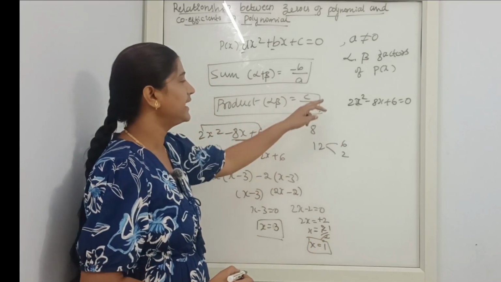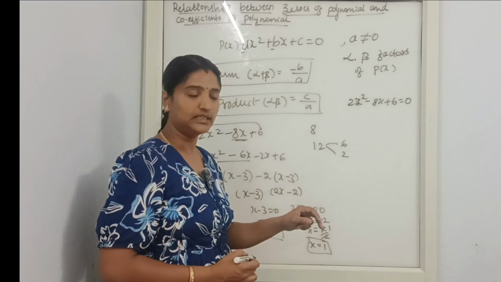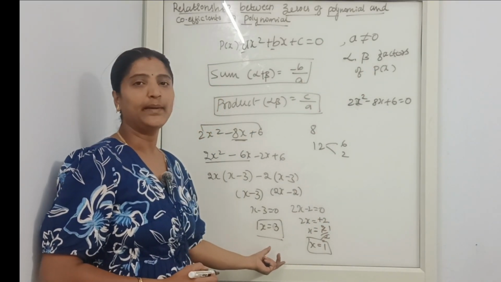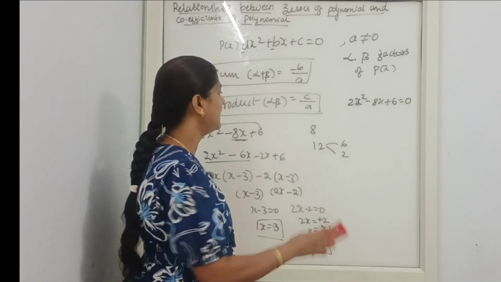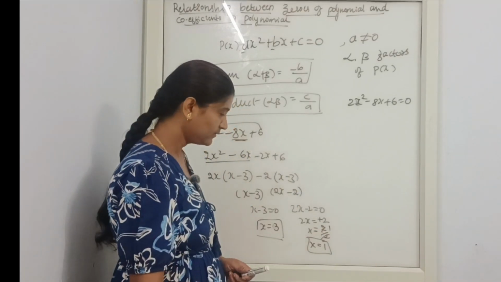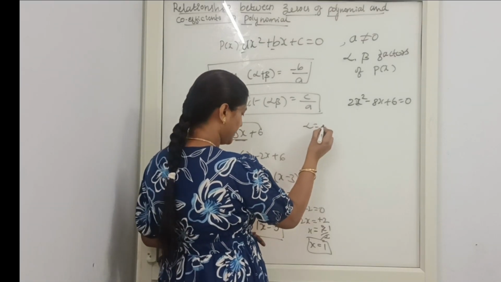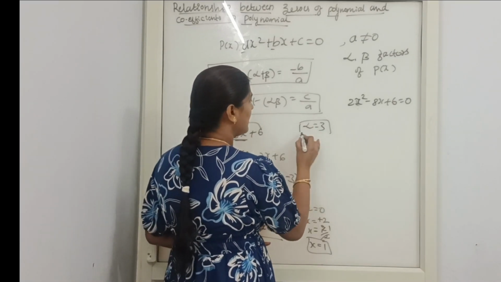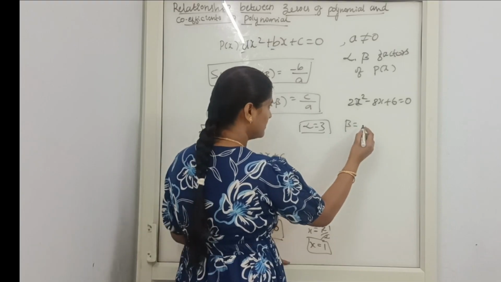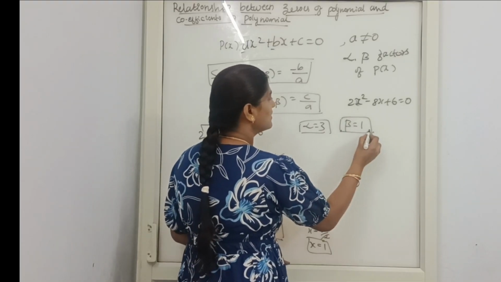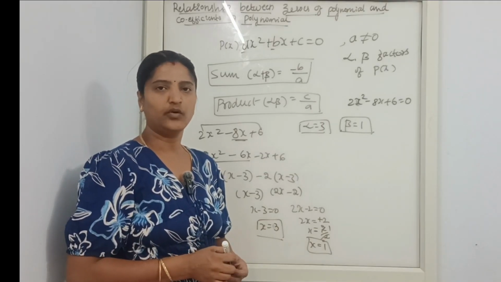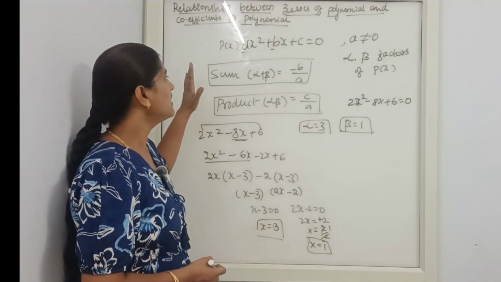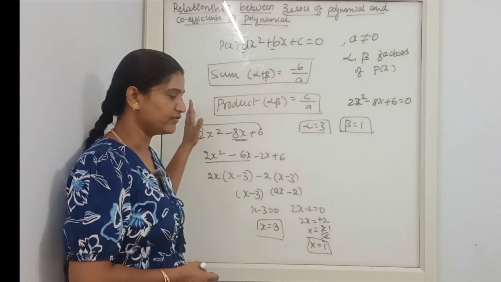Here what I said, alpha and beta are the factors. So here what it came? 3 and 1. Alpha we got 3 and beta we got 1. So these factors generally we consider as alpha and beta. Okay, let us check with the sum and product of this.